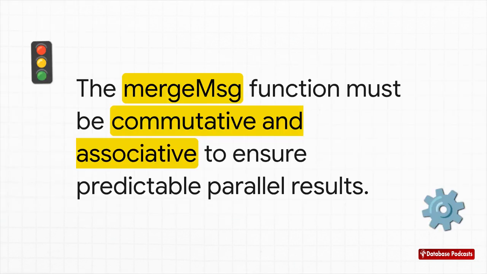Now, this brings up a really crucial technical detail. What happens when a vertex gets a bunch of messages at once? They get combined using a merge function. And that function absolutely must be commutative and associative. Why? Because in a big distributed system, you have zero guarantees about the order the messages will arrive in. By making the function order independent, you ensure that you get the exact same predictable result every single time, no matter how the underlying parallel execution happens. It's key for deterministic results.